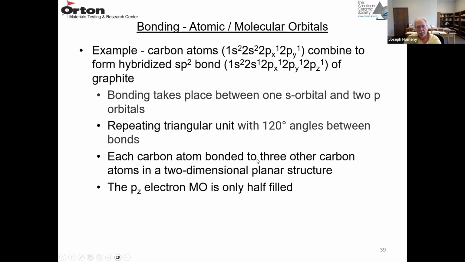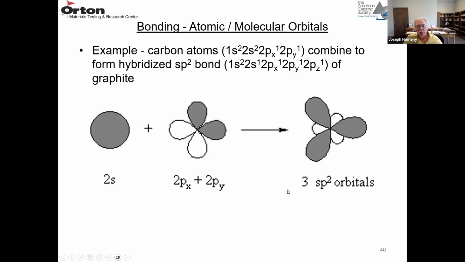So each carbon atom is bonded to three other carbon atoms, and they're triangular units. So they're going to form a two-dimensional planar structure. So graphite is basically a two-dimensional planar structure. We'll talk about these structures in more detail when we get to the different crystal structures. So the 2pz electron molecular orbital is only half filled when you form this hybrid sp2 bond.